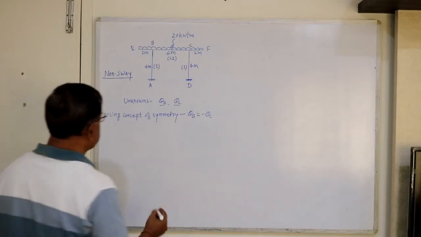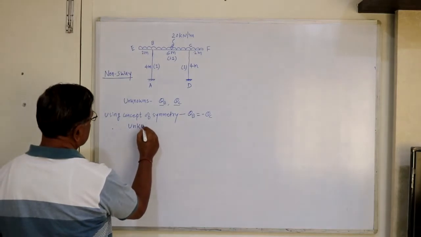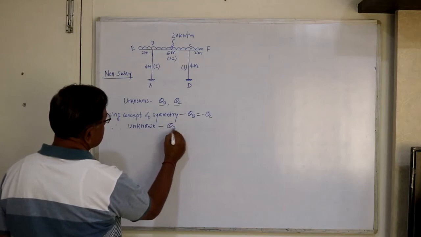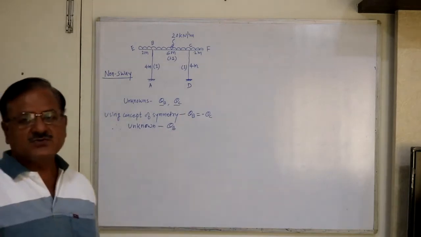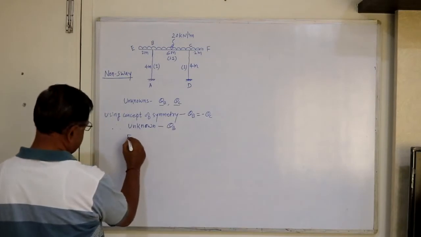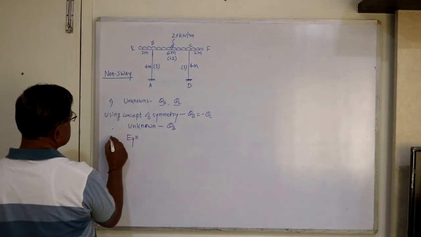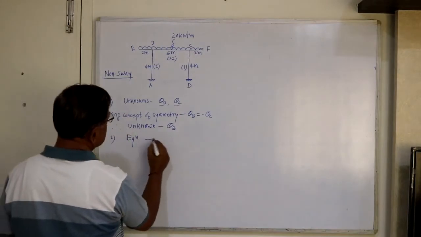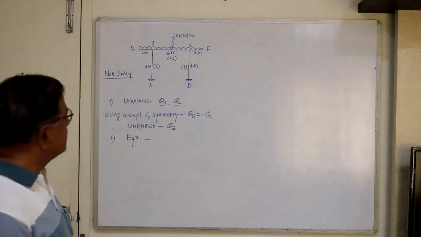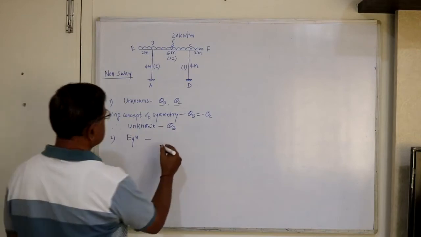So therefore final unknown is only one. Say theta B is the only unknown. So only one equation is required. So let's write the joint equilibrium equation. This is the first step, this is the second step. Now we have chosen theta B as unknown. Therefore at joint B, you write down the equilibrium equation.